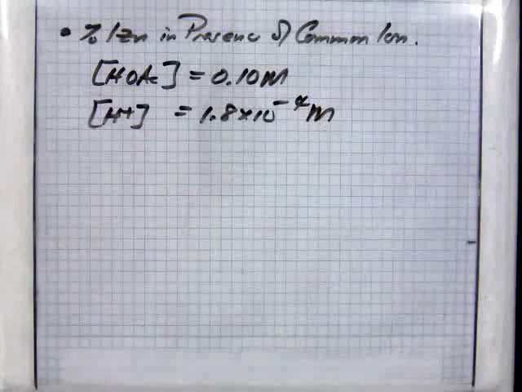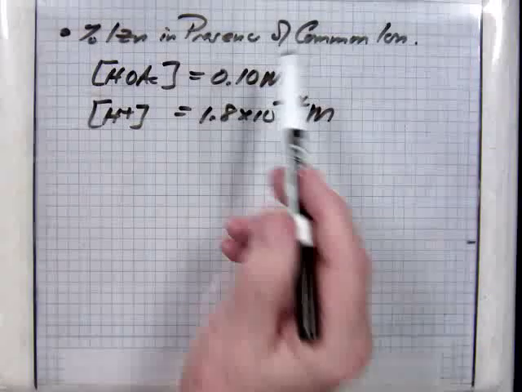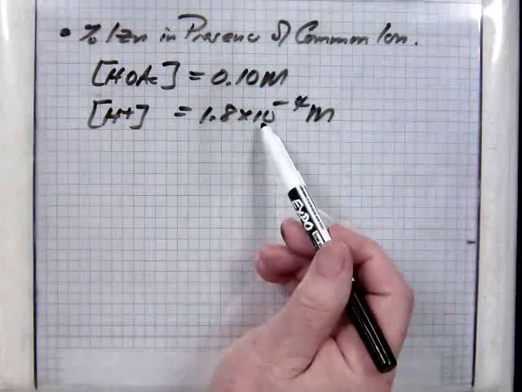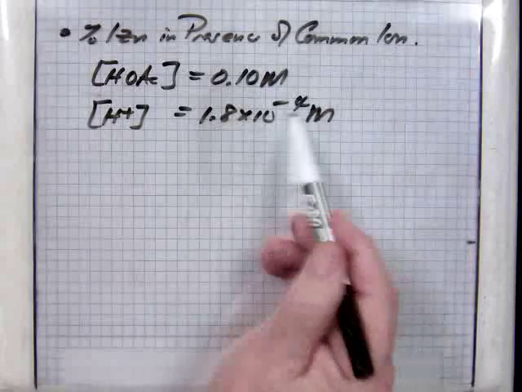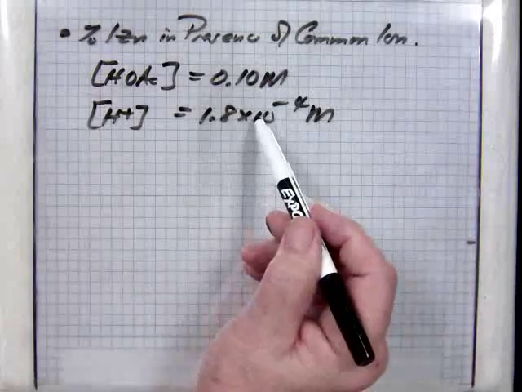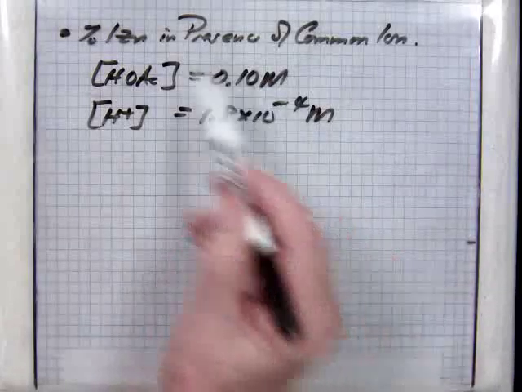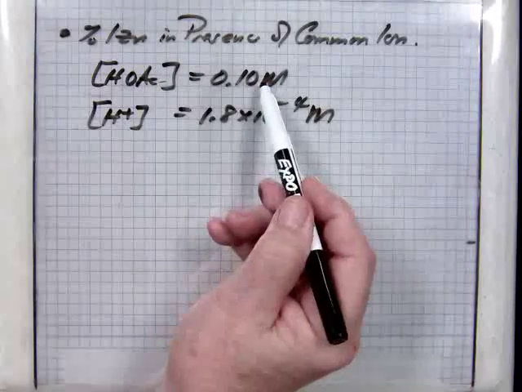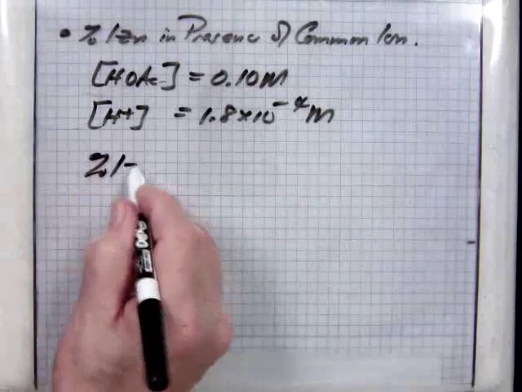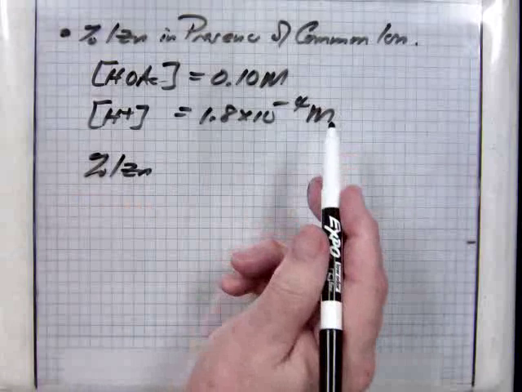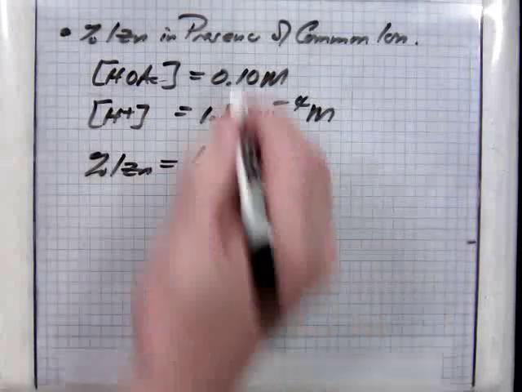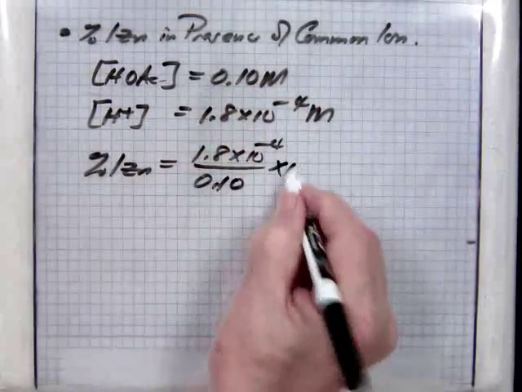Okay. In essence, calculate the percent ionization in the presence of the common ion. Well, the hydronium ion from the previous problem was 1.8 times 10 to the minus 4. So in calculating a percentage, how much is the amount of hydrogen delivered from the original concentration of the HOAc? That's the part over total times 100. So the percent ionization is the delivery of the hydronium ion, which is 1.8 times 10 to the minus 4, divided by 0.10 times 100%.